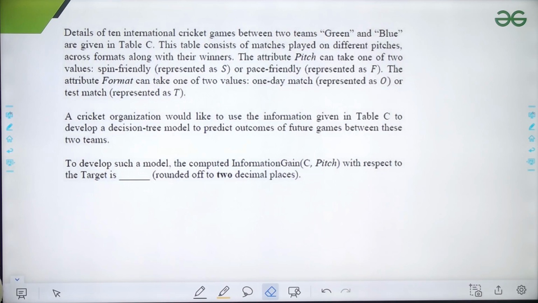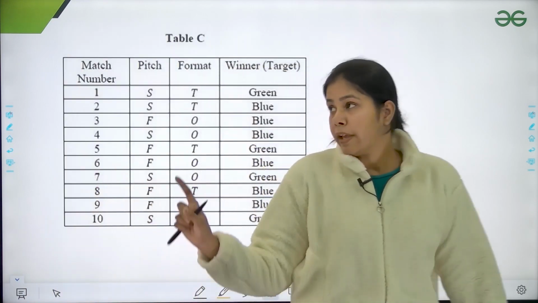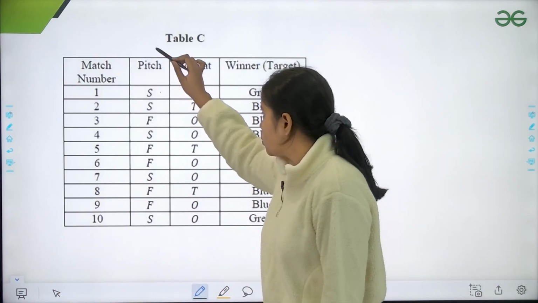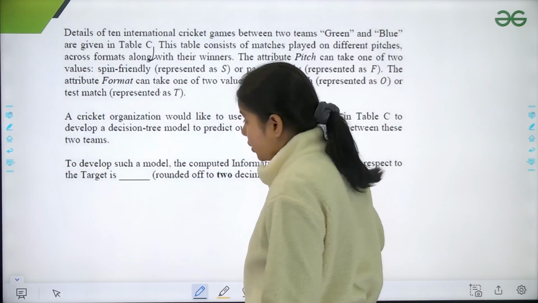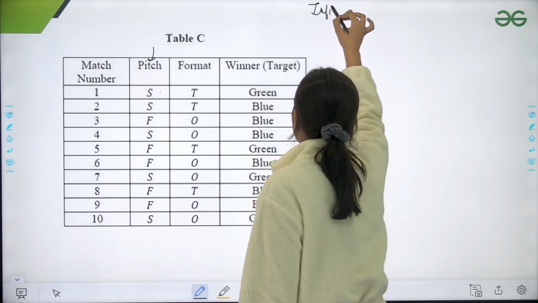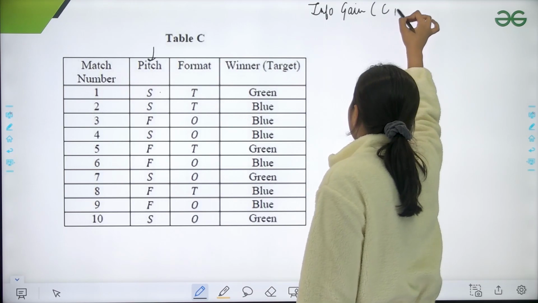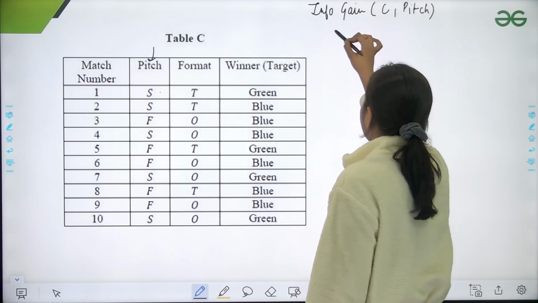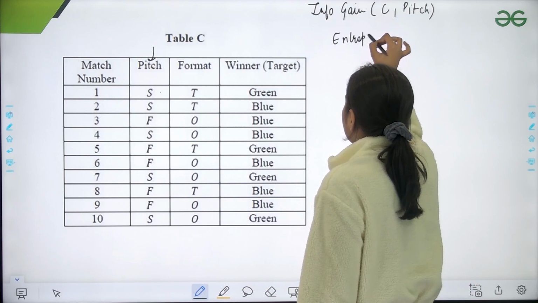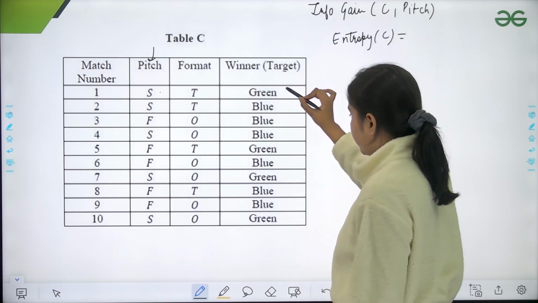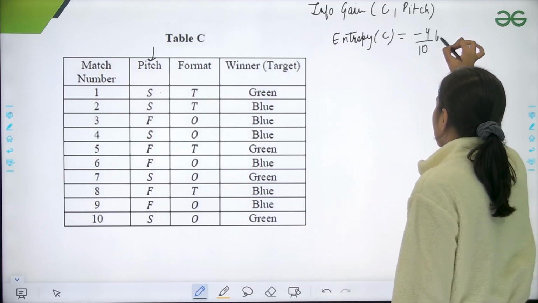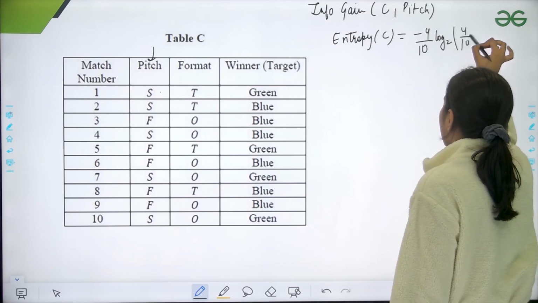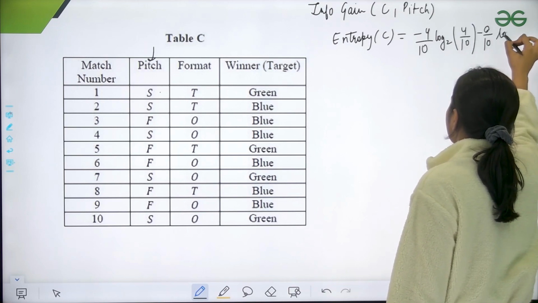To develop such a model, compute the information gain of C, pitch with respect to the target. So we have to make a decision tree based on this pitch, right? So I have to find out the information gain of C comma pitch. For that I first have to find out the entropy of this class, entropy of C. Because I can see that I have 4 green and 6 blue, it becomes minus 4 by 10 log 2 of 4 by 10, minus 6 by 10 log 2 of 6 by 10.